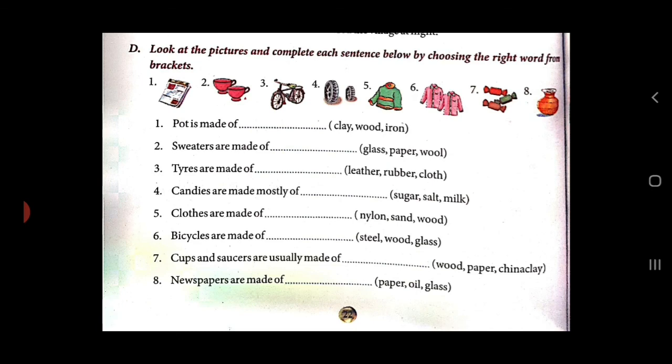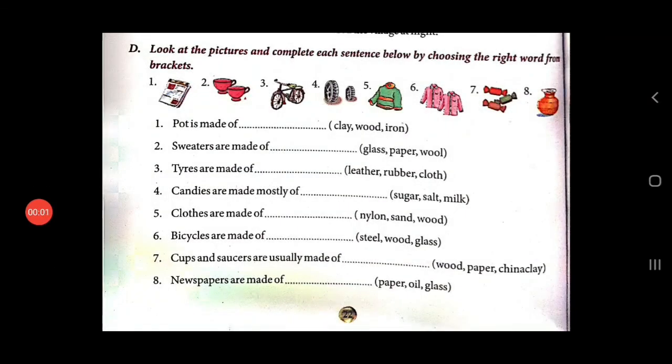So first of all, you think, pot is made of what? Is it made of wood, iron, or is it made of clay? Yes, pot is made of clay. So you have to write down its correct answer, clay. You can underline it also along with writing, and you can see in the picture also it is given. Now in the pictures you can see on number 8, a picture of a pot is given. Pot made up of clay. Now the rest you have to try by yourself.